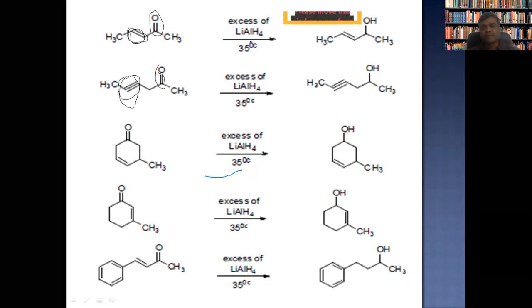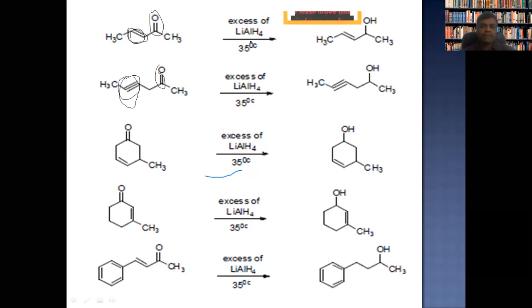So what is the beauty of this reagent? That it doesn't reduce the carbon-carbon double bond or triple bond. It reduces only carbonyl group, cyanide group, amide, nitro, and halogen atom. Almost all the functional groups get reduced by this reagent, but not the carbon-carbon double bond or carbon-carbon triple bond.